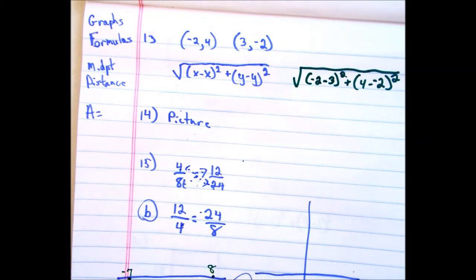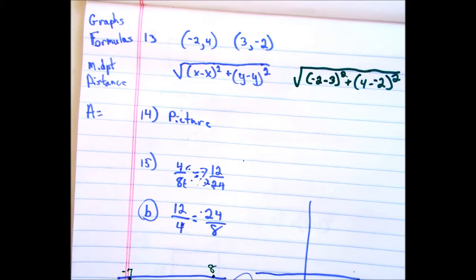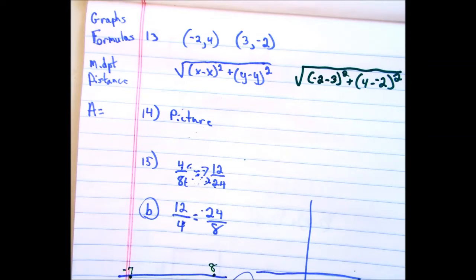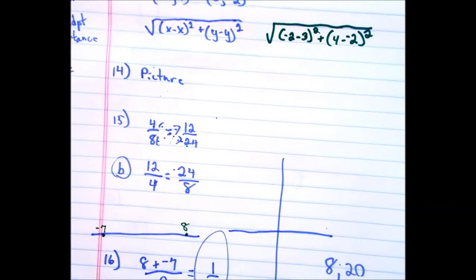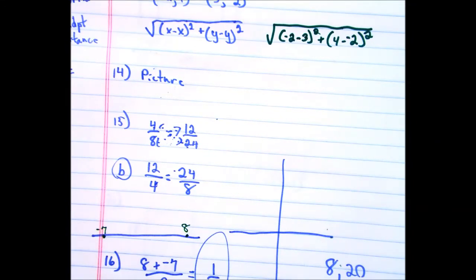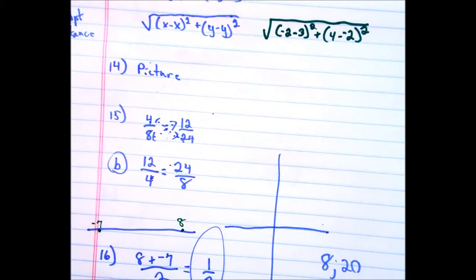Number 14 is a picture. So you'd have to be able to follow along with the picture. And the picture asks us, which one of those is reflected over the x-axis? Hopefully you know reflection means it has to go across the x-axis. So there's only one of those that goes across the x. One goes across the y, and if you lose track, just look for the little x and the little y.